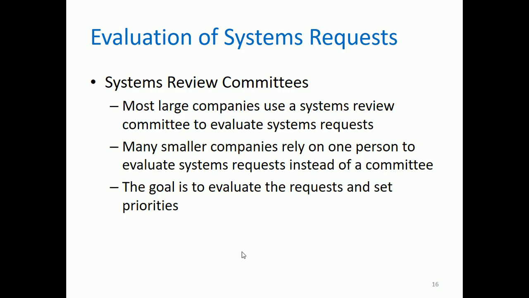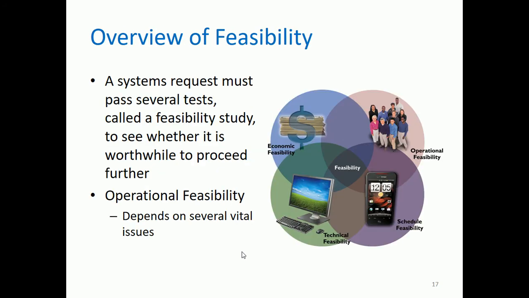Of course, not all systems requests are feasible. You need to analyze and evaluate which of them are feasible and can be pushed to completion, or to start at least. Okay, next we have the overview of feasibility. A systems request must pass several tests, called a feasibility study, to see whether it is worthwhile to proceed further. So the first feasibility is the operational feasibility.